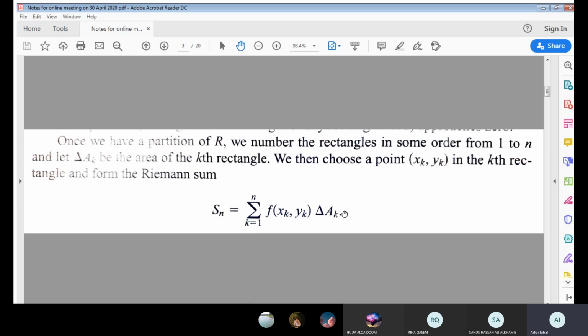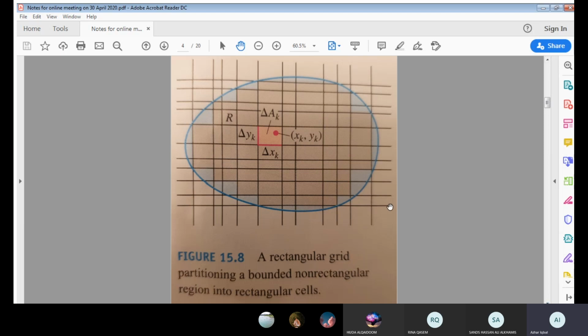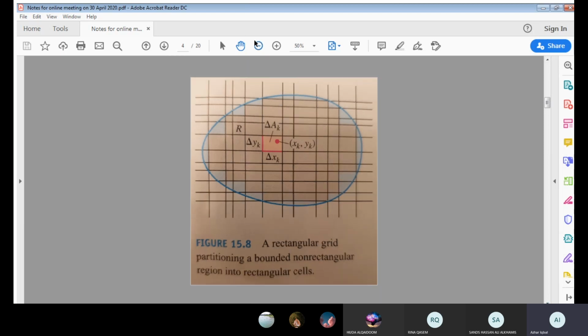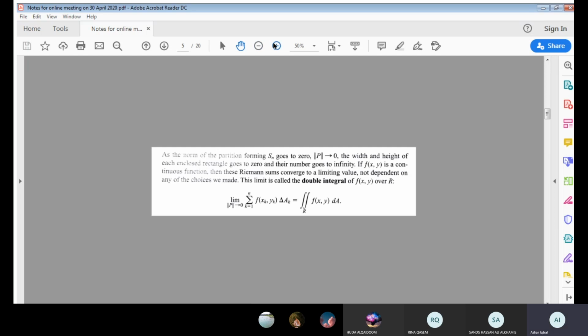Essentially, it is the same expression as before, which we considered for the rectangular region, but the difference is that the boundaries of the region are different. Let's make it a bit smaller. So this is the rectangular grid partitioning a bounded non-rectangular region into rectangular cells. This is our grid, which is partitioning this non-rectangular region into rectangular cells here. Now let's make it bigger.